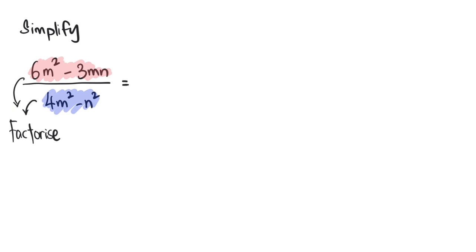So for the numerator, I saw that there is a common factor 3. 6 can divide by 3. There is a common factor m. And so, that will leave me with 2m minus n.